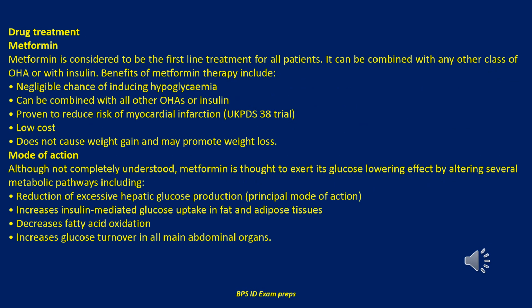We will move on to drug treatment. Let's begin with metformin. Metformin is considered to be the first-line treatment for all patients. It can be combined with any other class of OHA or with insulin. Benefits of metformin therapy include 1. Negligible chance of inducing hypoglycemia.